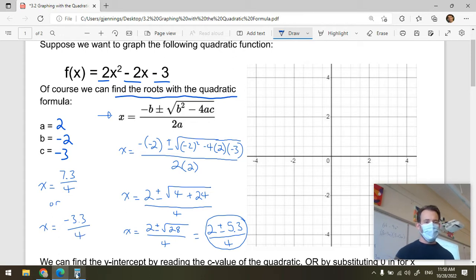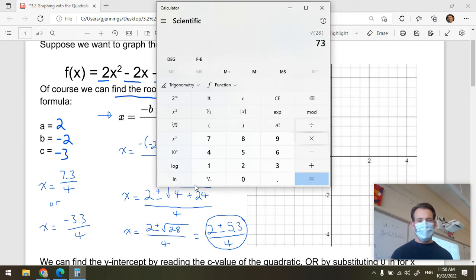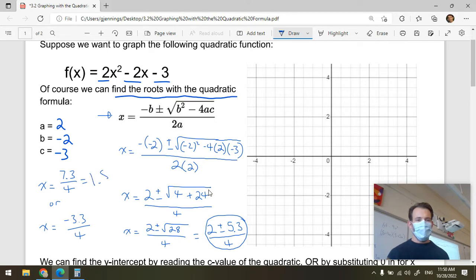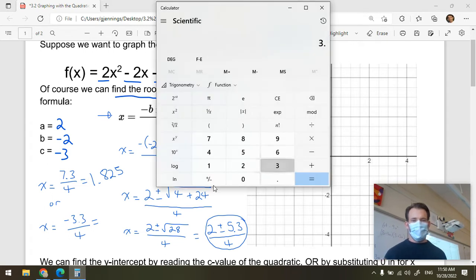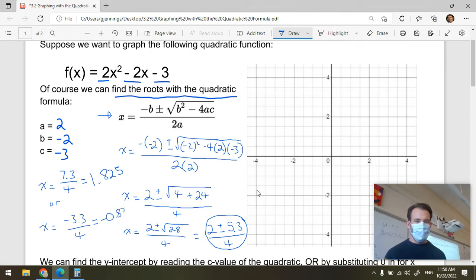7.3 over 4, we might want to know what that is, so we just punch it in: 7.3 divided by 4. It's going to be a little less than 2, it's 1.825, so we get a decimal number for that. And then this one, I bet it's going to be negative 0.825 or something like that. Let's see, 3.3, but it's negative, divided by 4 equals negative 0.825. Circle those. They're the important things we were digging out of the quadratic formula, and go ahead and plot them.